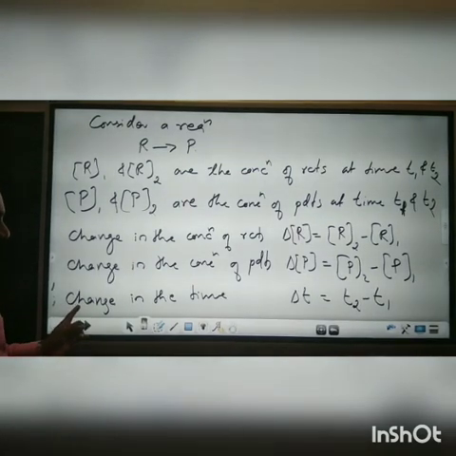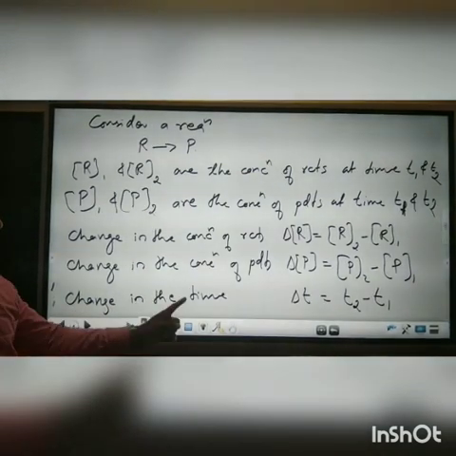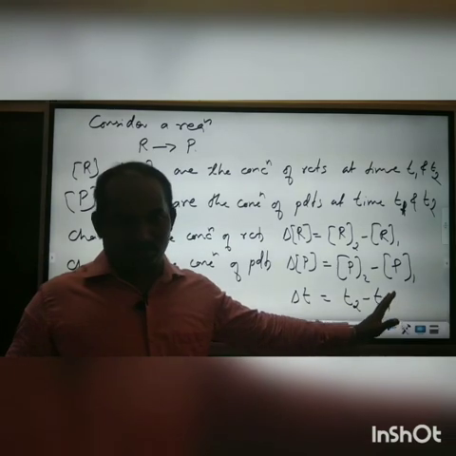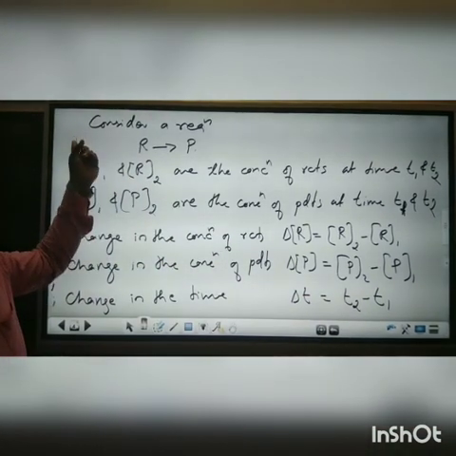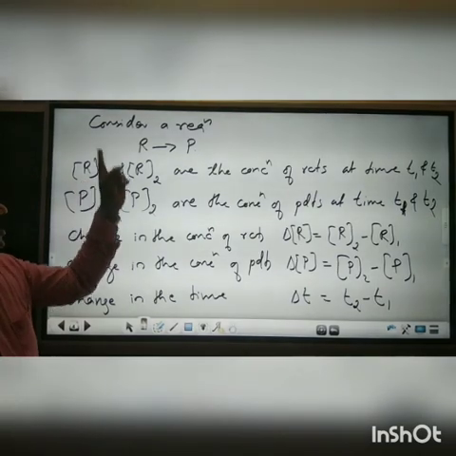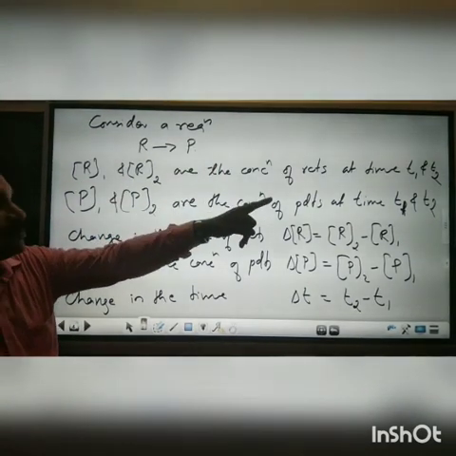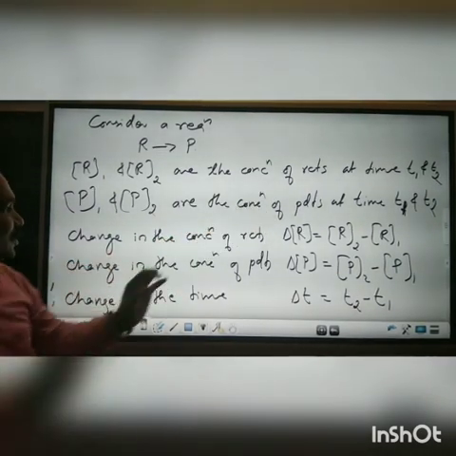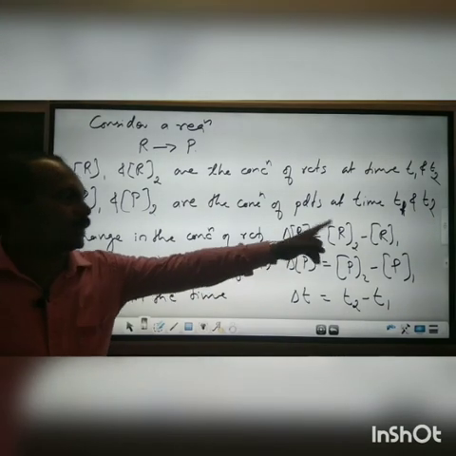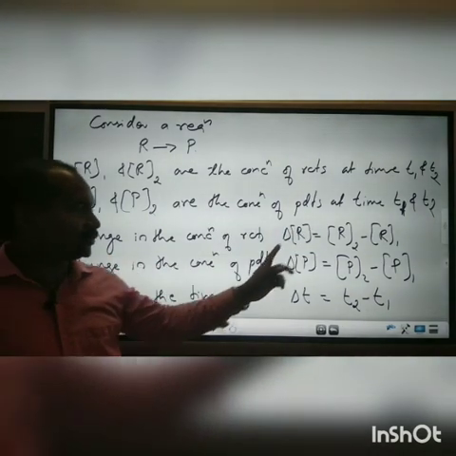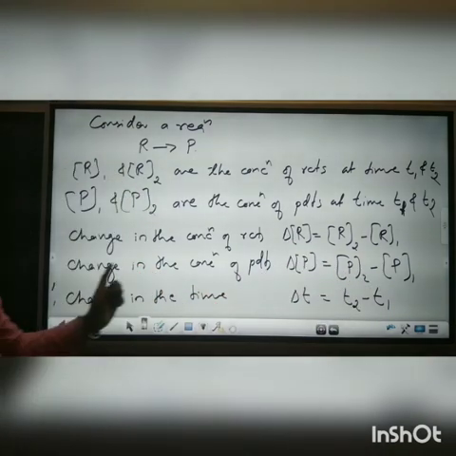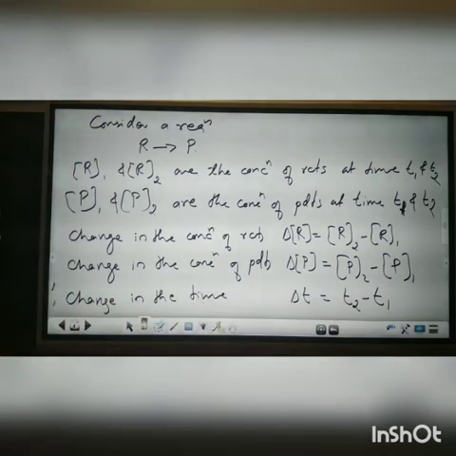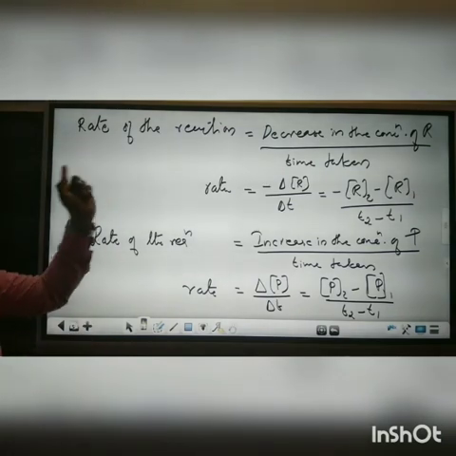Similarly, we have to express the time change. The change in the time delta T is equal to T2 minus T1. Are you clear? Once again, consider the reaction R gives P. R1 and R2 are the concentration of reactants at different times T1 and T2. P1 and P2 are the concentration of products at T1 and T2. Change in the concentration of reactant is R2 minus R1. Change in the concentration of product is P2 minus P1. Change in the time, delta T, is T2 minus T1. So what is the rate of the reaction?